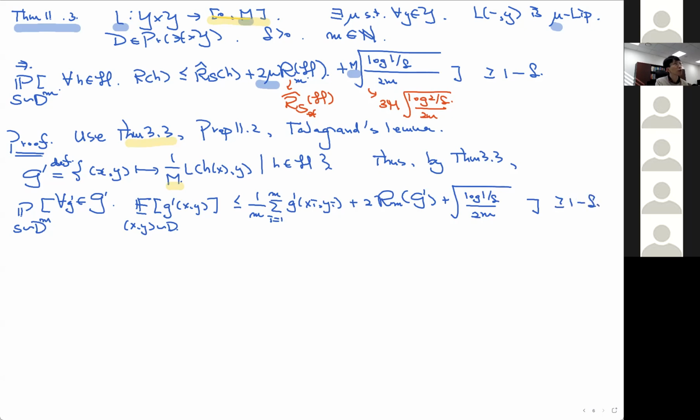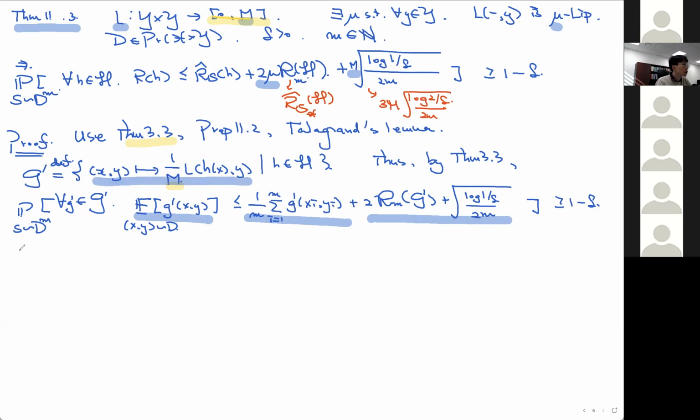So Theorem 3.3 just says that the expectation is bounded by its empirical estimate with high probability, as long as we put in this extra term: 2 times the Rademacher complexity plus some other term coming from essentially Hoeffding's inequality. Okay, so now we have an expression in terms of g prime, but we know that every g prime is of this form.